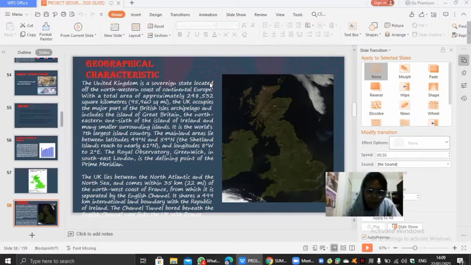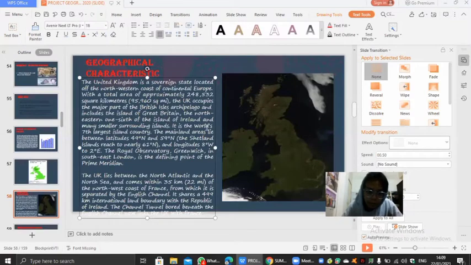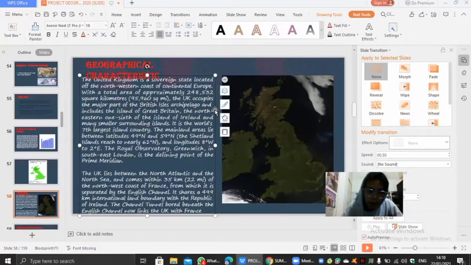The UK lies between the North Atlantic and the North Sea and comes within 35 km, 20 miles, of the northwest coast of France, from which it is separated by the English Channel. It shares a 499 km international land border with the Republic of Ireland. The English Channel now links the UK with France.